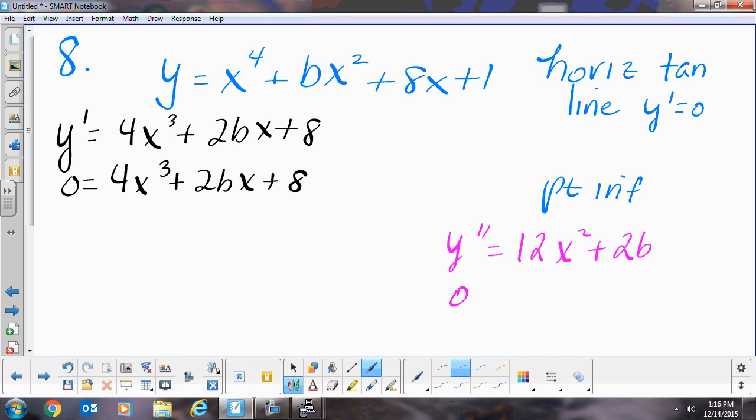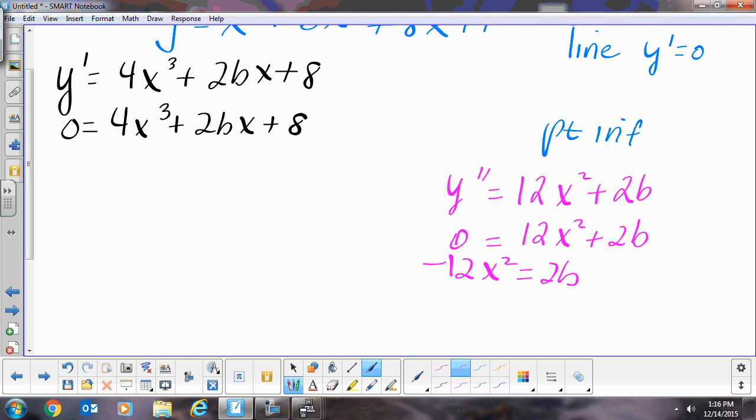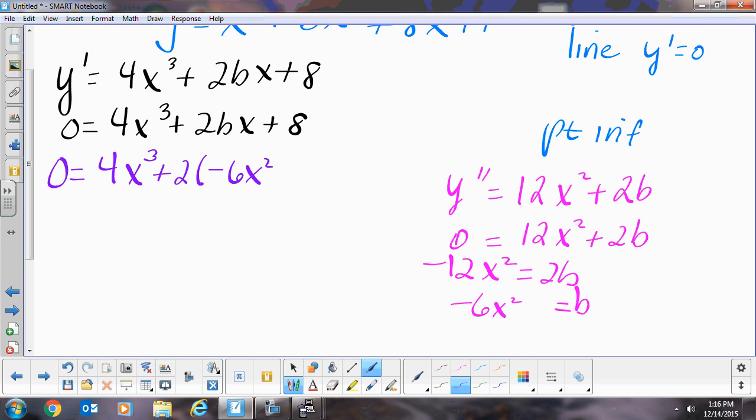The second derivative equals 0. So we're going to have 12x squared plus 2b. So if I subtract 12x squared, what will I do to get my b? Divide by 2, and what will I have? Negative 6x squared. And where will I put my negative 6x squared? Into this part. So I'm going to have 2 times negative 6x squared times x plus 8.